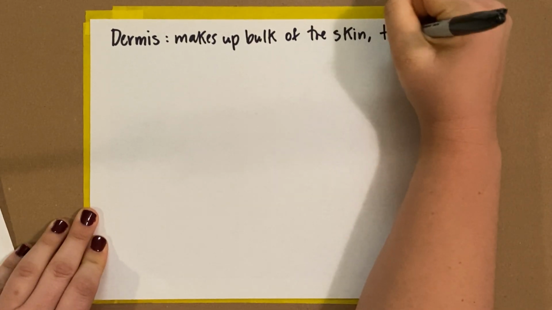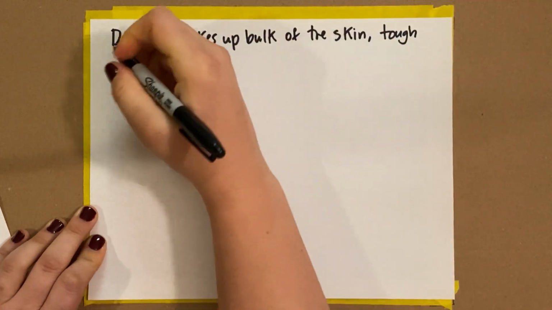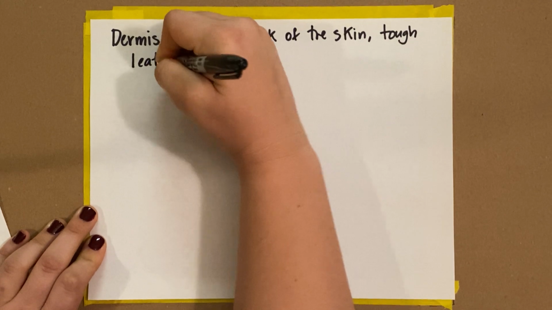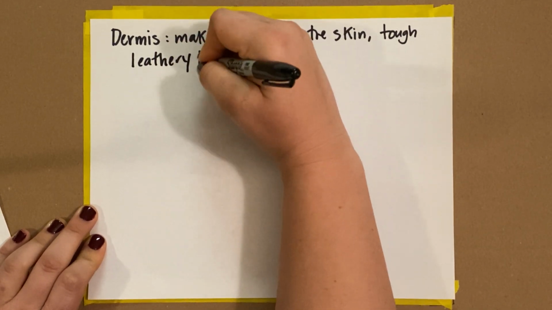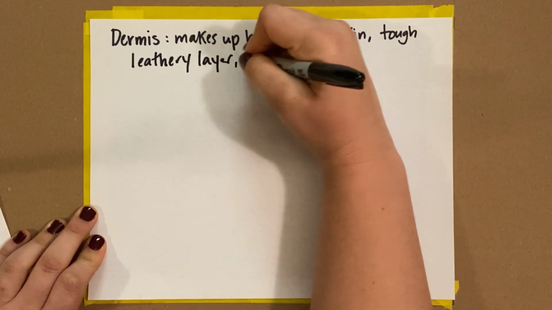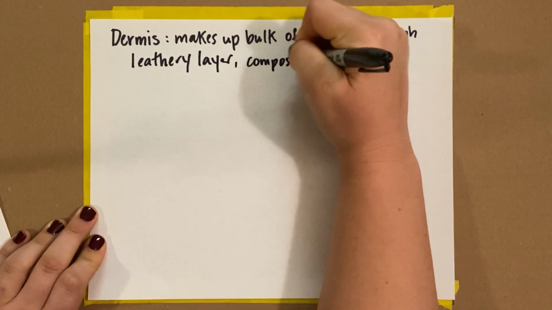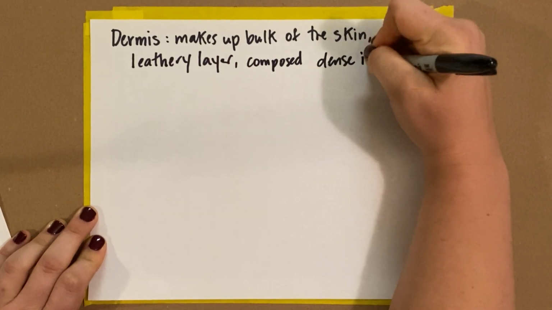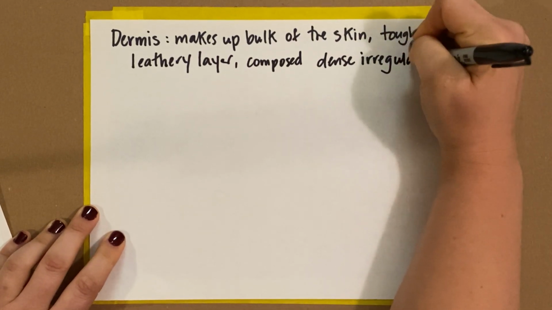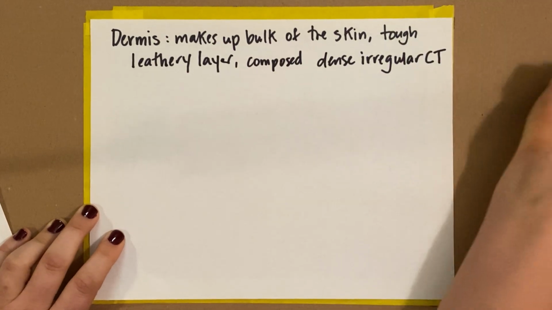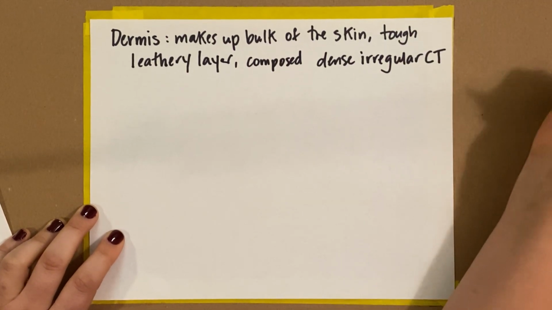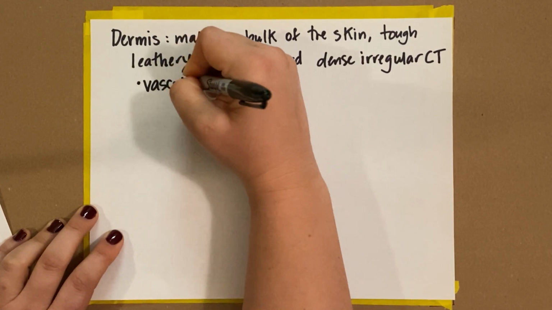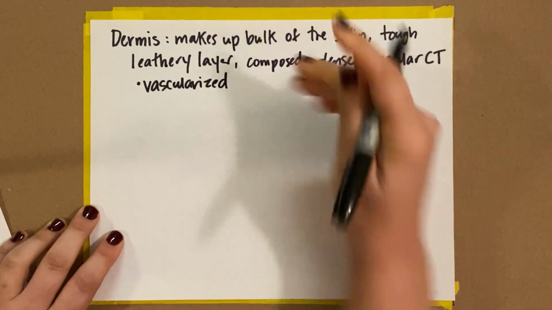It's going to be tough and kind of leathery, and it's composed mainly of dense, irregular connective tissue. The dermis is going to be what's vascularized. So this is where blood vessels are going to be.